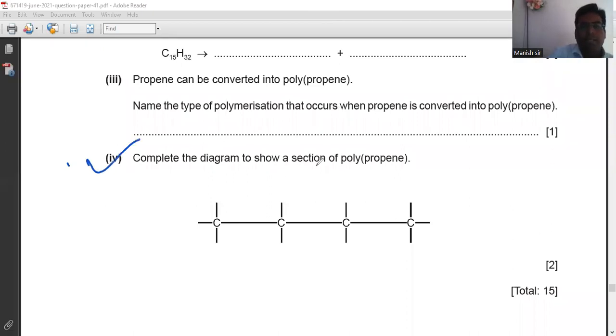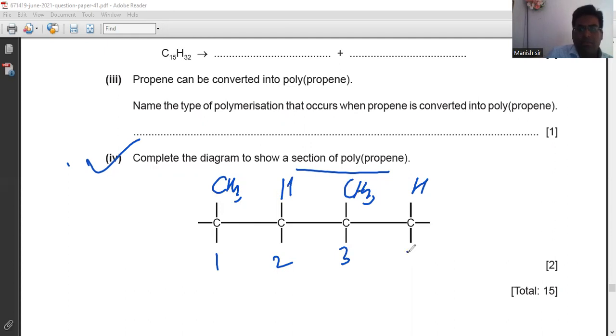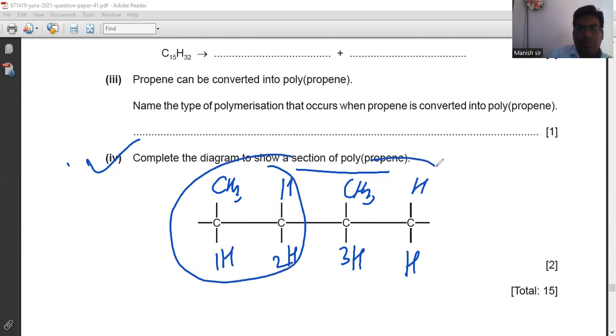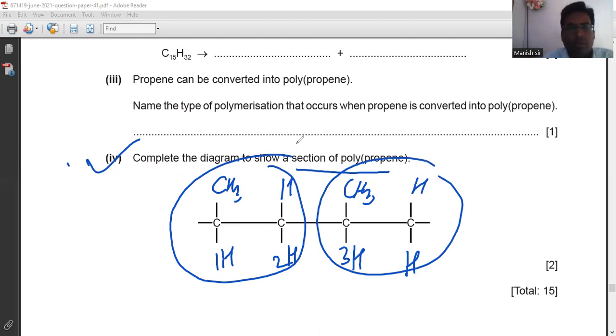So next question is, complete the diagram to show the section of polypropene. So monomer propene, right? So it will be CH3. So one carbon, then hydrogen, CH3, then H. So this will be all H. Monomer propene. So this is propene repeating unit, right? So this is the section of polypropene diagram. So that's all for today. We'll meet tomorrow. So this is the complete solution of 2021 IGCSE 10th chemistry 0620 paper code.